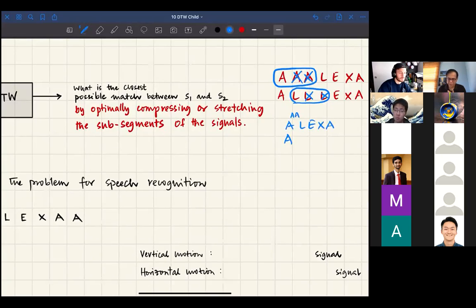Although we have two A's over here, which we canceled off, which we compressed, and we had two L's over here, which we also compressed. So it's basically saying compress both of them in the optimal way, in the best possible way. And then after that, what is the similarity between those compressed signals? So you find me the best matching, and to find that best matching, whatever compression and subtraction you have to do, do that.